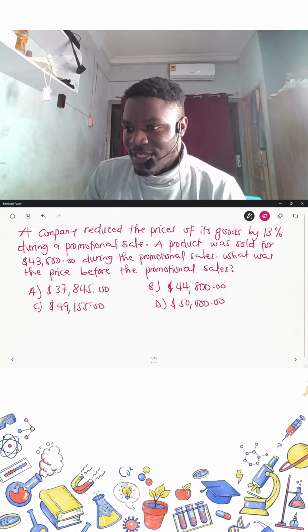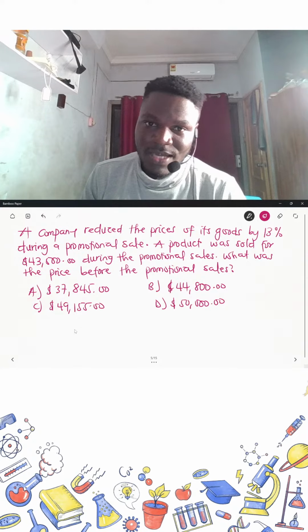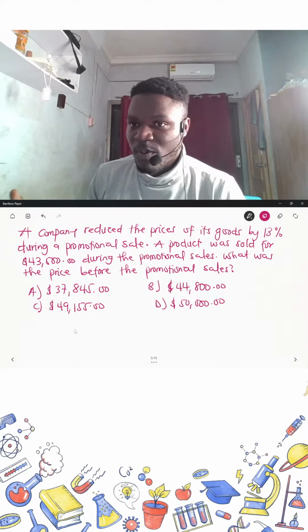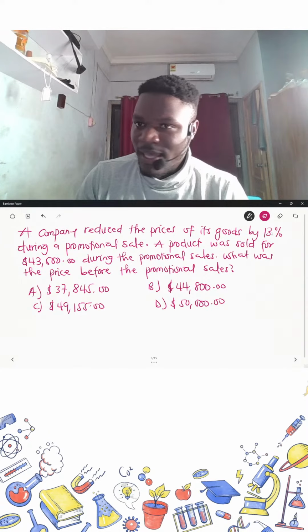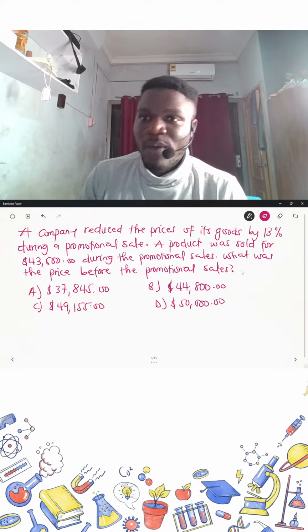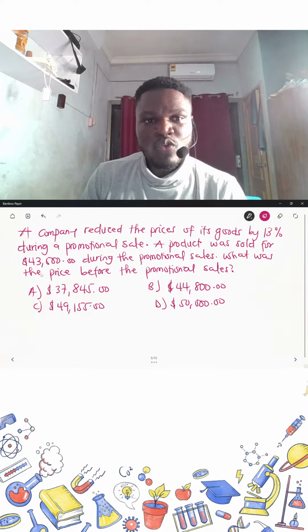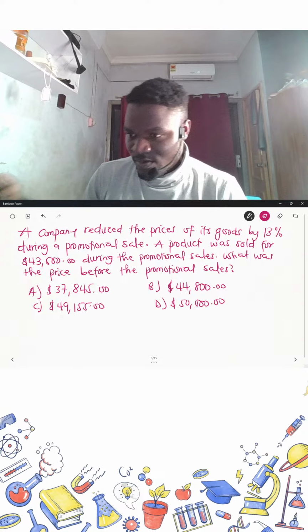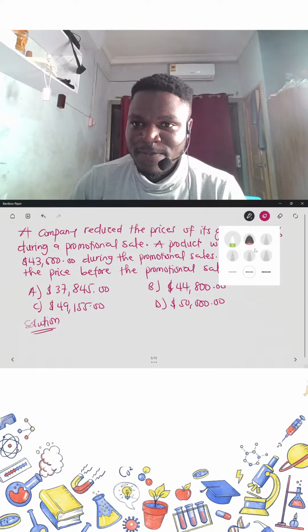So basically, there are so many ways we can solve this problem. One of them is that we don't know the amount that the price of the product is. But we know when you find 13% of that amount, it will be equal to a certain amount. Okay, let me put it this way. So let's write down our solution.